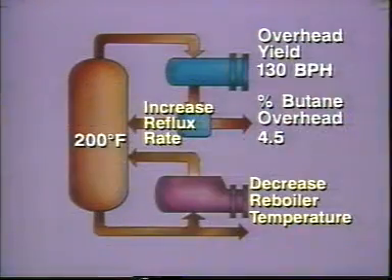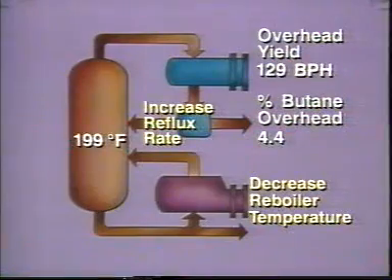This graphic summarizes what happens when the reboiler temperature is decreased or the reflux rate is increased. Either of these adjustments will reduce the temperature inside the column. When the temperature falls, less heavy material rises up the tower. As a result, there is a decrease in the amount of overhead products produced, as well as a decrease in the percentage of butane going overhead.